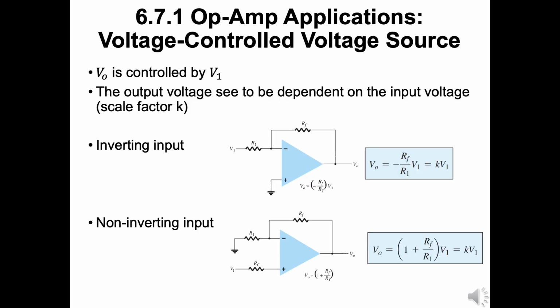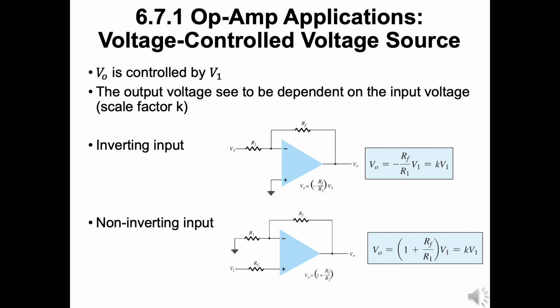An ideal form of a voltage source whose output VO is controlled by an input voltage V1. The output voltage is seen to be dependent on the input voltage, times a scale factor K. This type of circuit can be built using an op-amp as shown in this figure. Two versions of the circuit are shown, one using the inverting input, the other the non-inverting input.